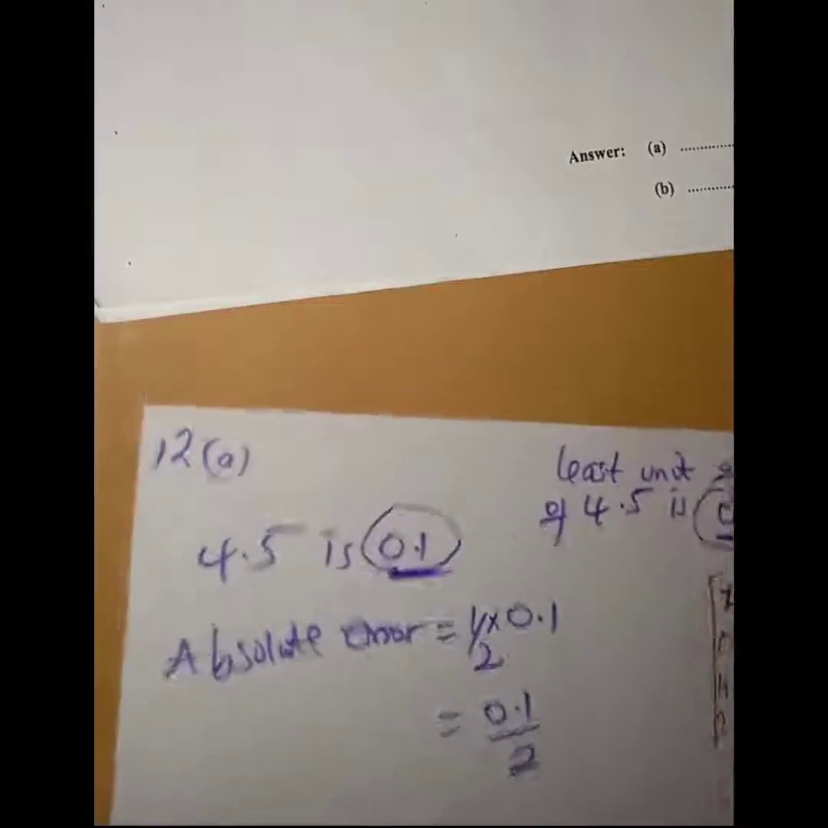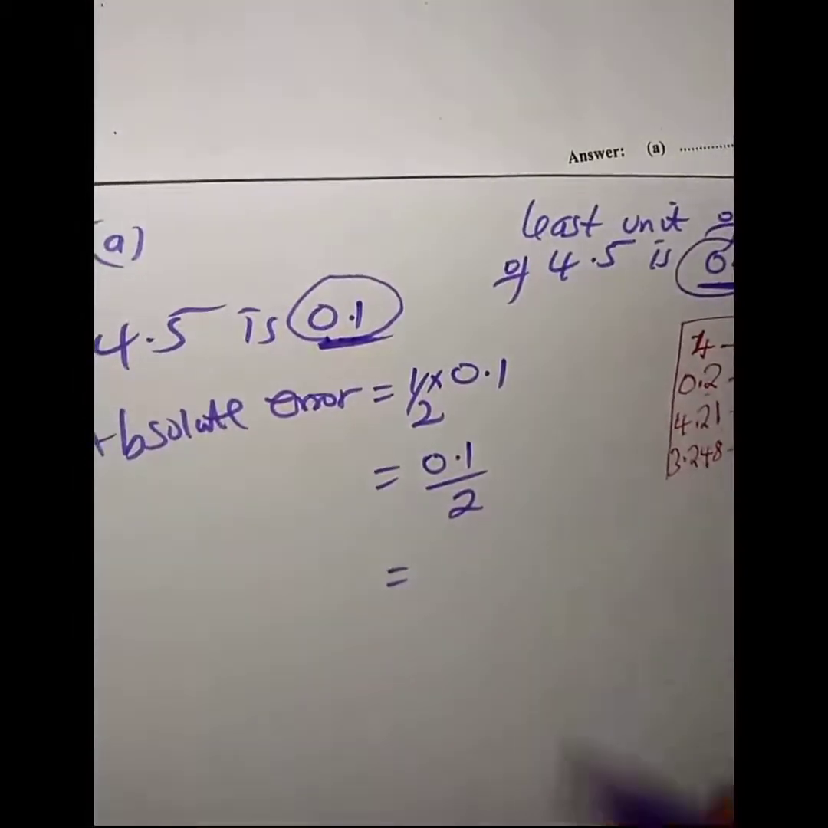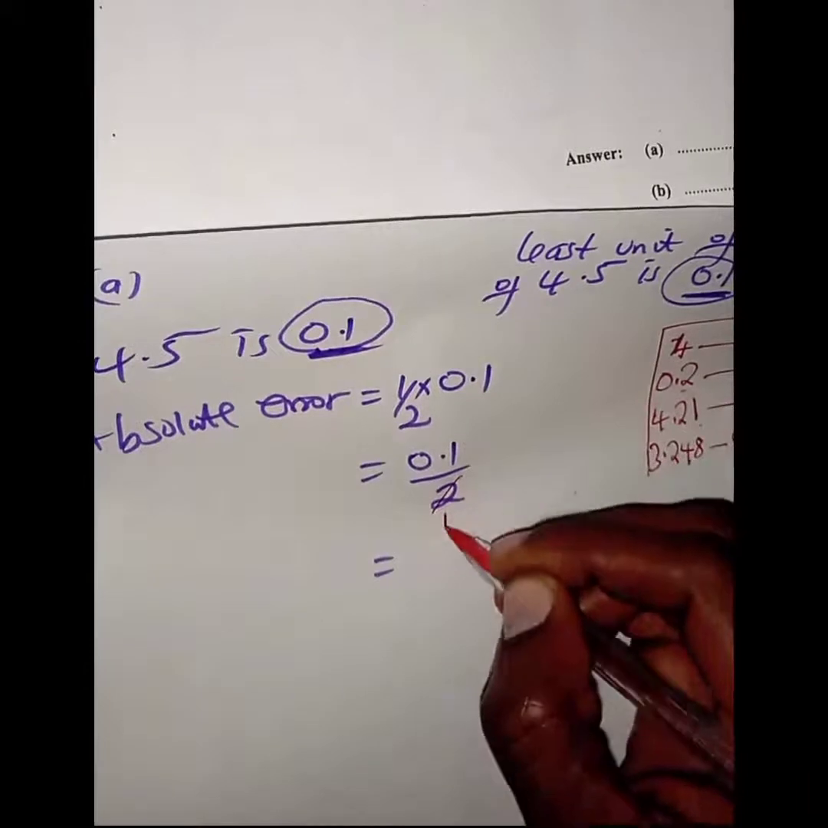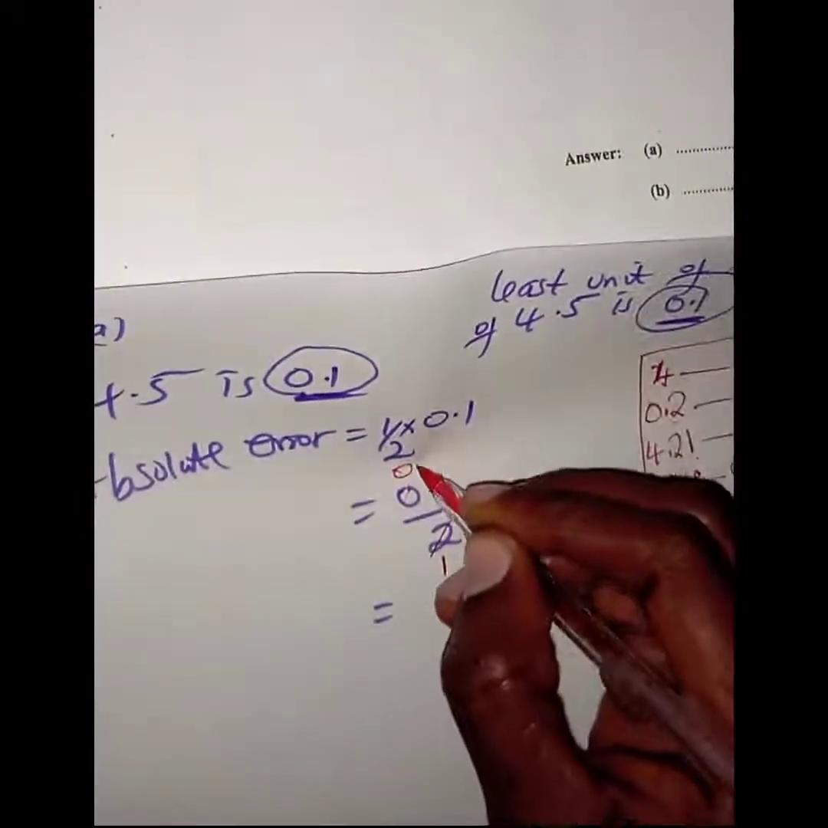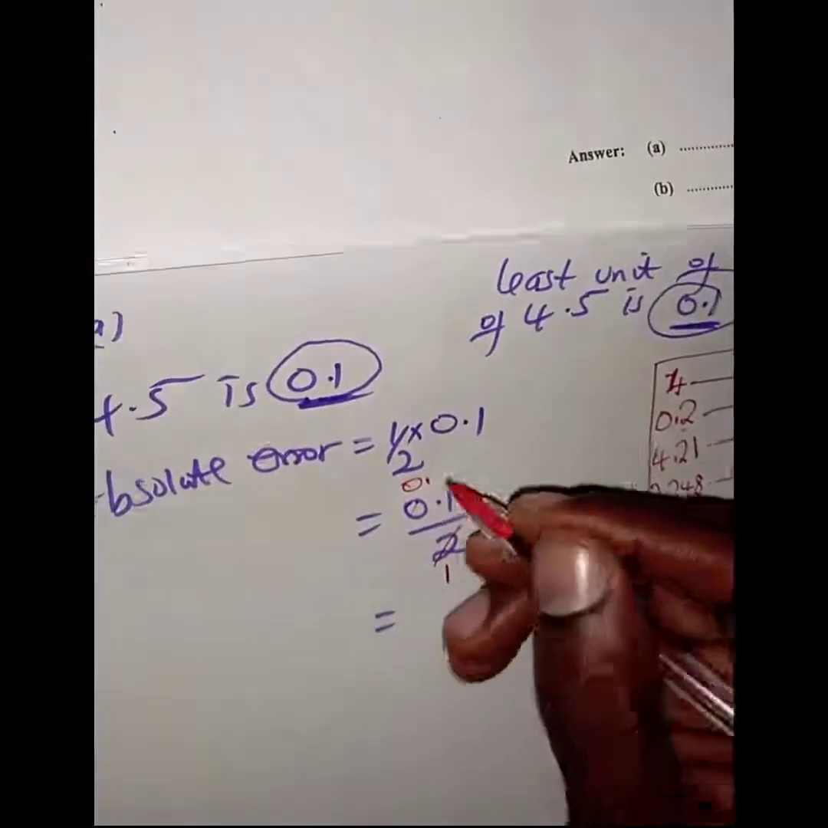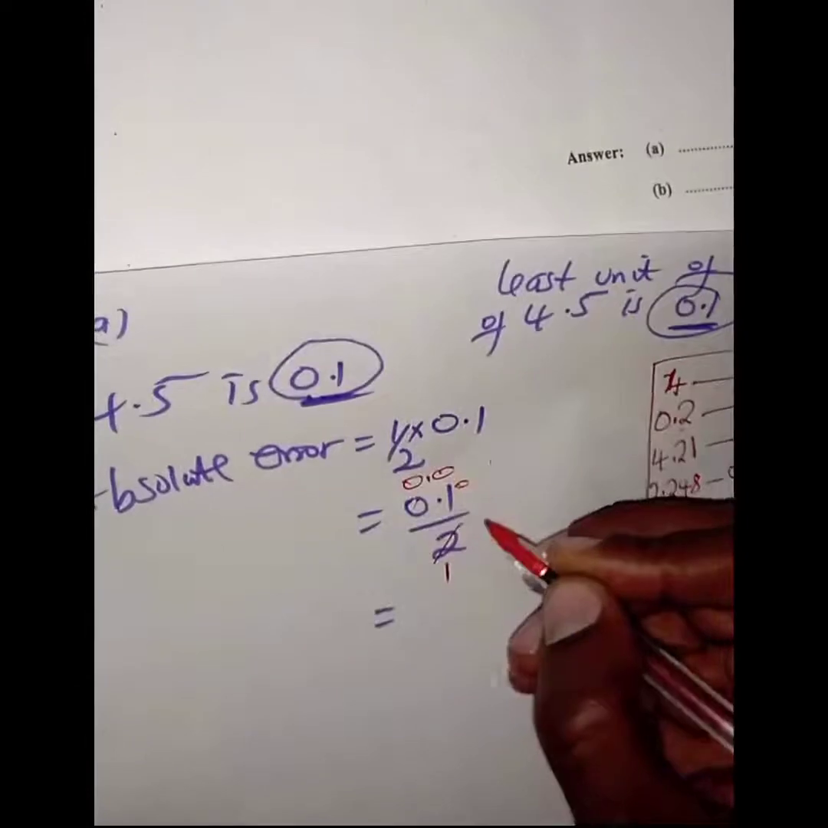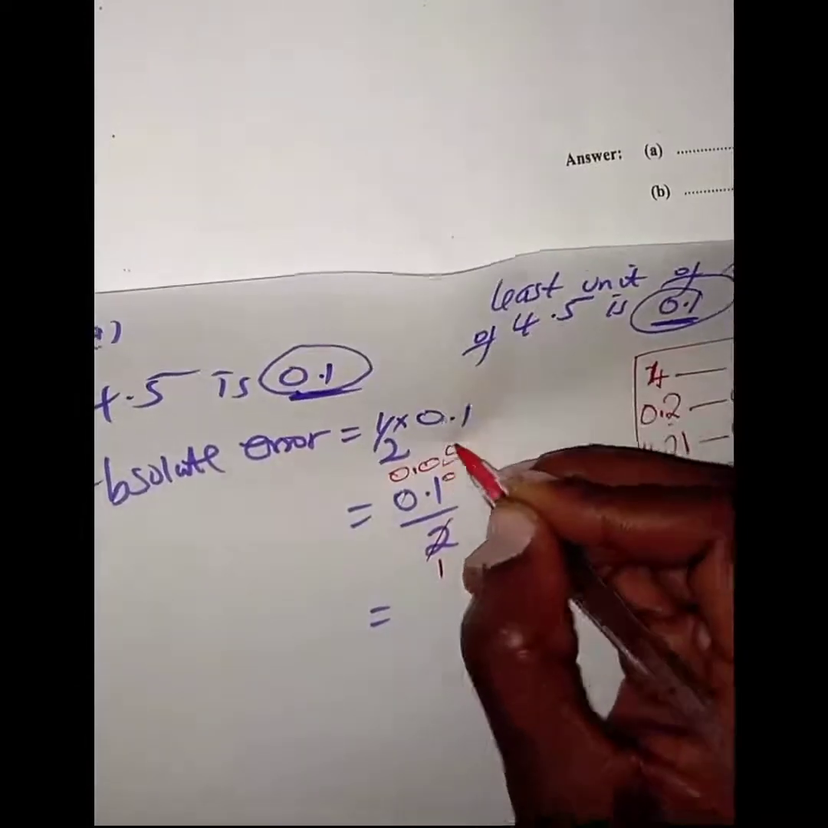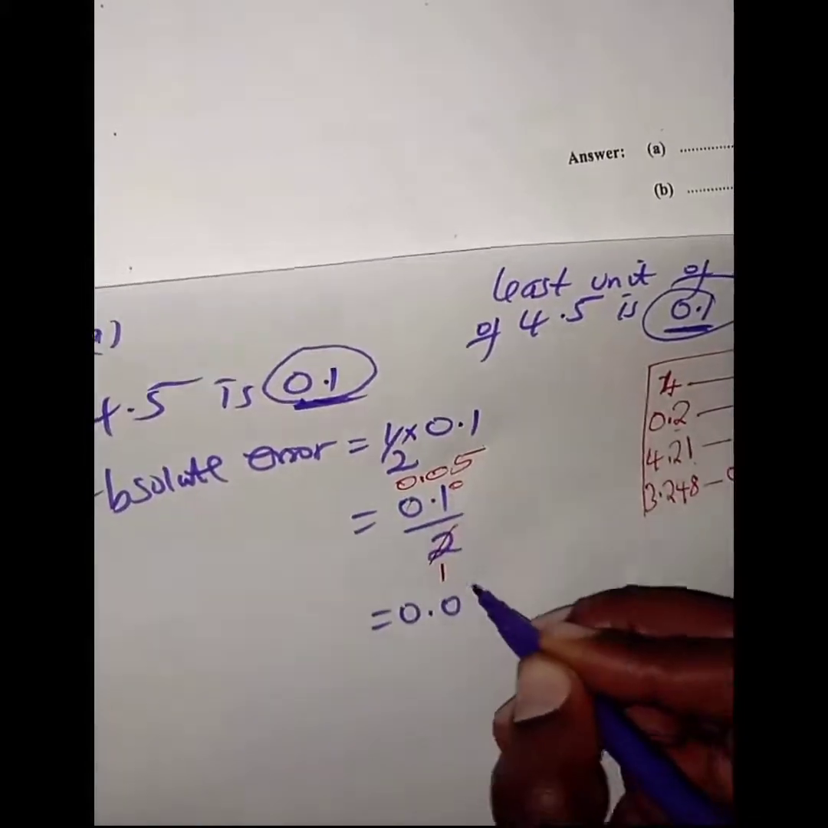Now we need to work this out. 2 into 2, 1, 2 into 0 is 0, point, 2 into 1, it can't, write 0, also add a 0, it will be a 10. 2 into 10, it is 5. So the absolute error is 0.05.